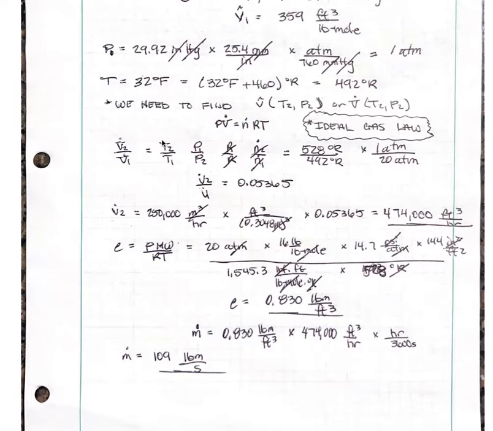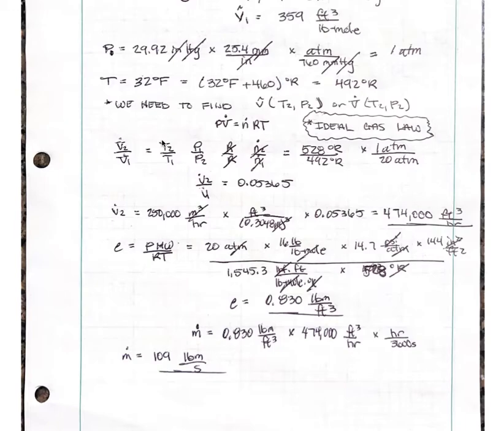So here we go. 528 divided by 492 times 1 atm divided by 20 atm. Units give you a unitless number of 0.05365.